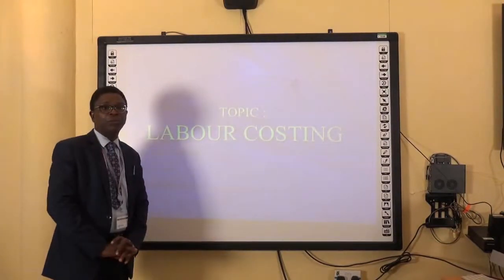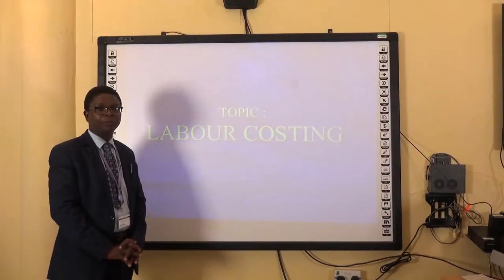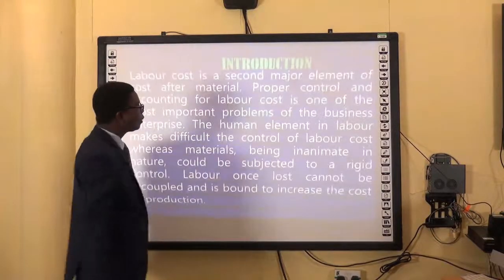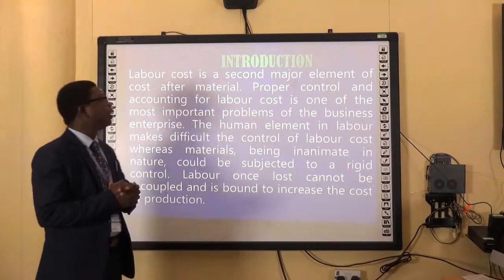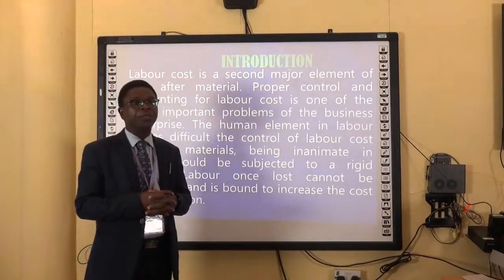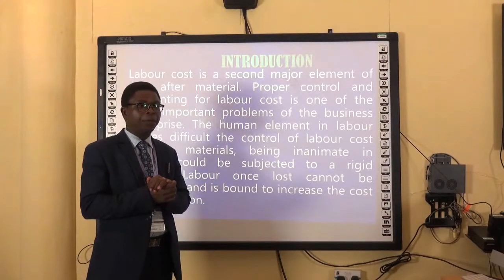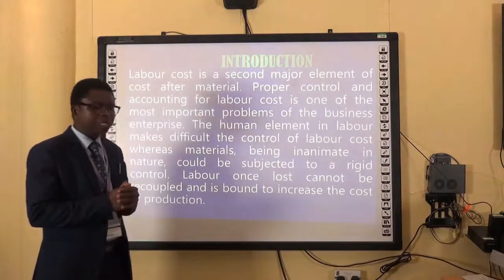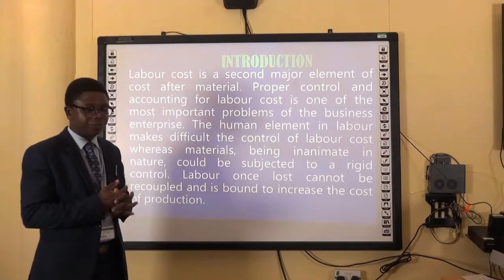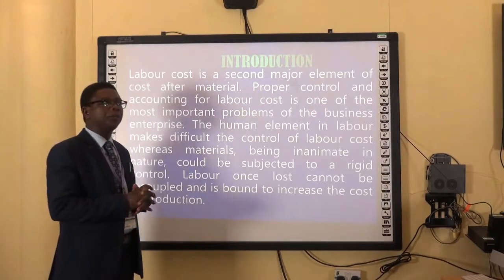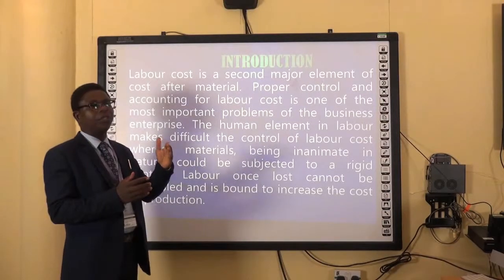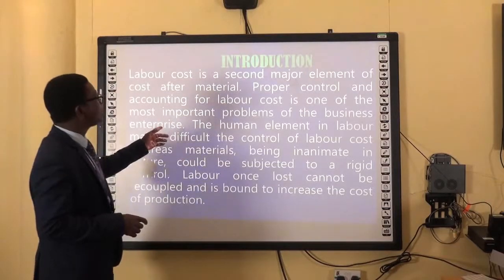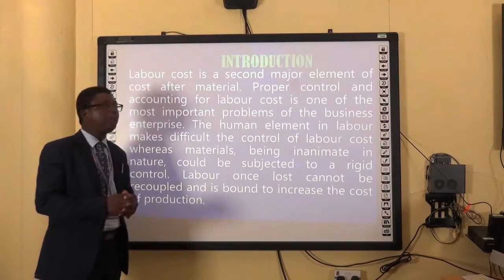For this class, we'll be taking the topic labor costing. To start with, we know among the components of a manufacturing company, looking at a typical manufacturing account, you have the manufacturing cost: direct labor, direct material, and then other direct expenses. So in this lecture, we're looking at labor cost.